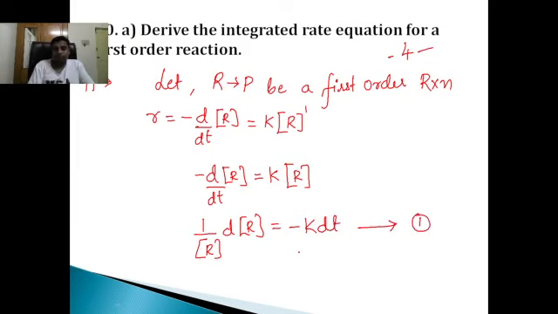Okay, students. Now, let us integrate equation 1 on both the sides. What do we get? Integration of, one minute.